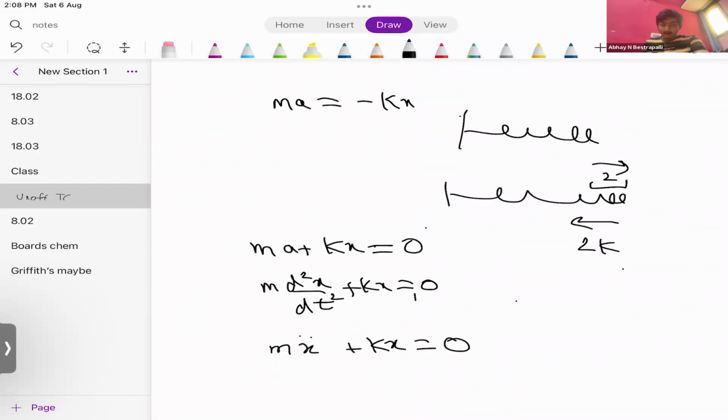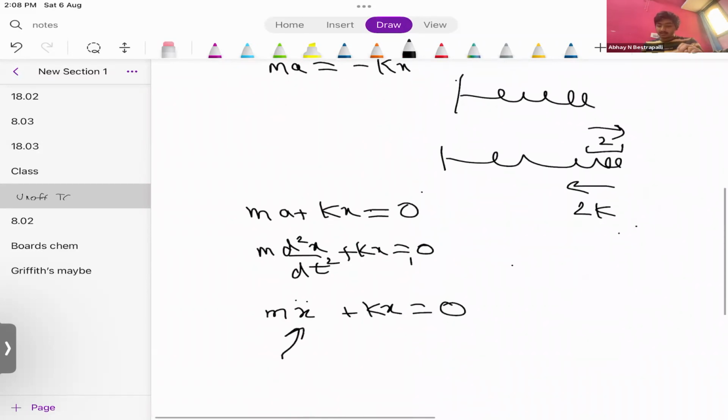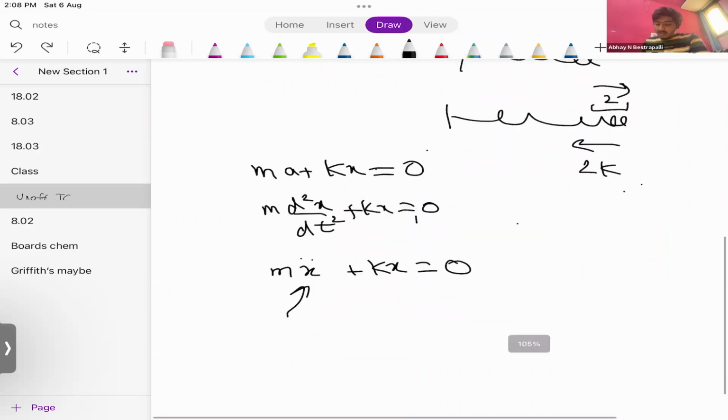Why is this true? Second order means that the most number of times x has been differentiated is 2. Okay, x has only been differentiated twice. Linear means none of these terms are squared. That doesn't happen, so it's just to the power 1. That's what linear means.